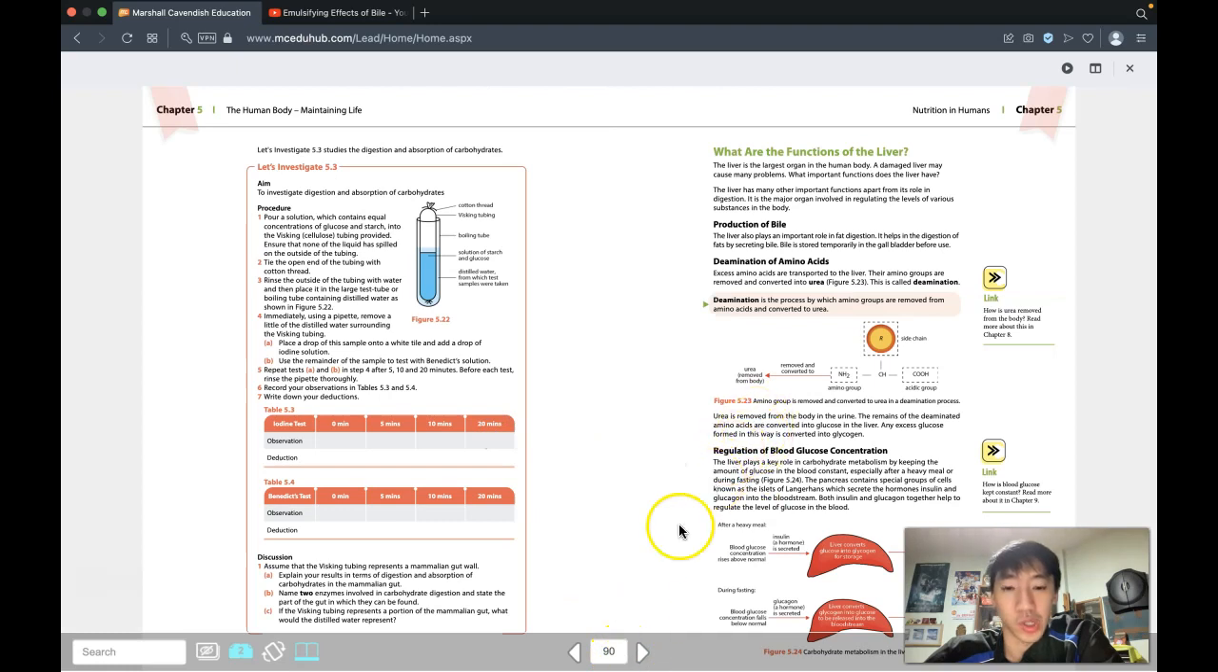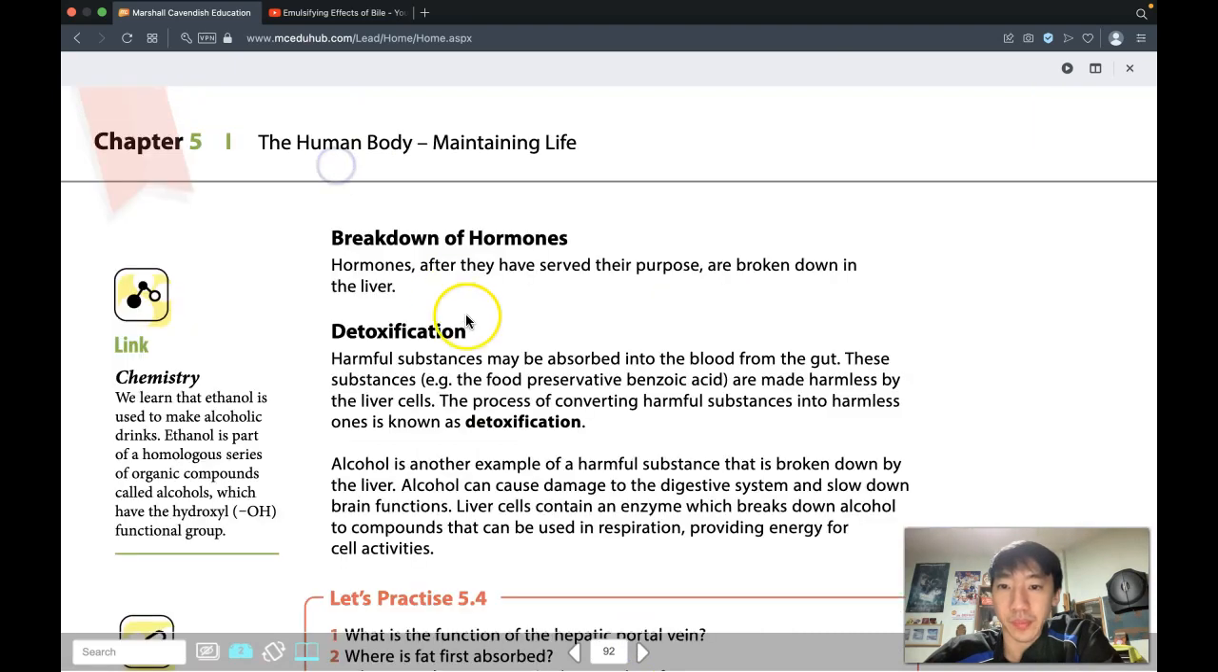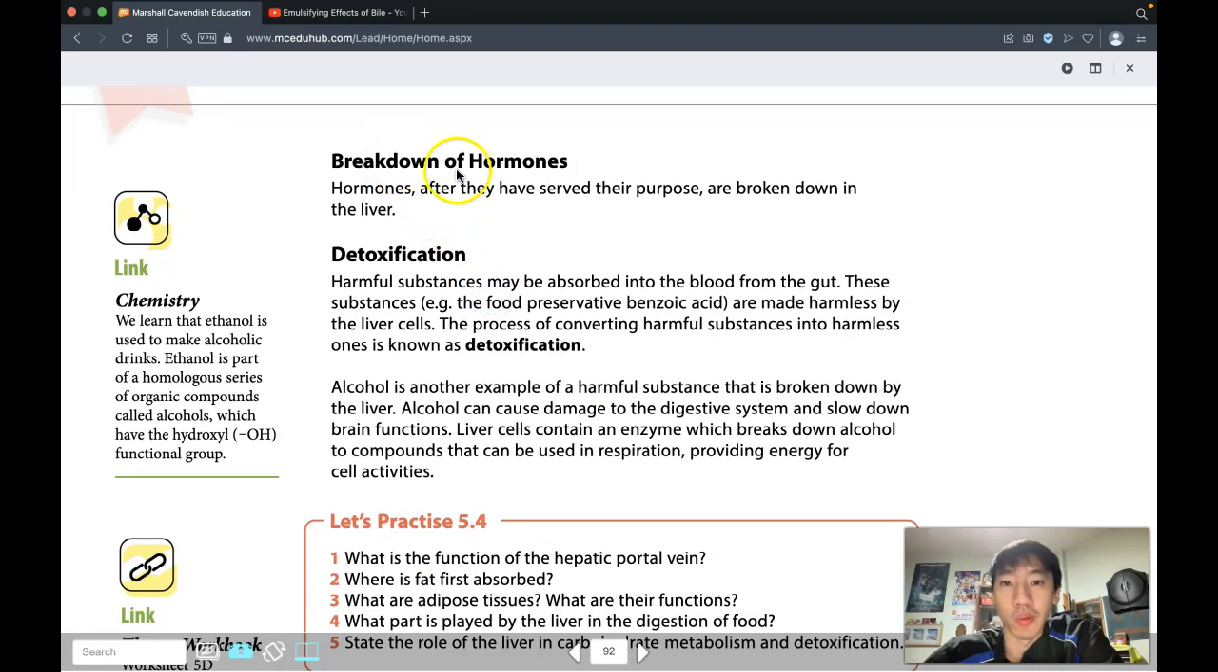Okay, this was the third function of the liver. Let's talk about the fourth function of the liver. The fourth function of the liver is breakdown of hormones. Hormones, after they serve their purpose, are broken down in the liver. Quite simple.